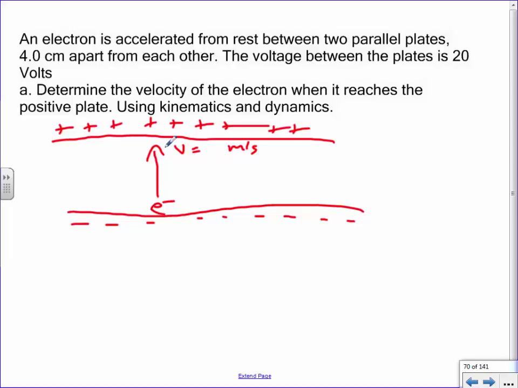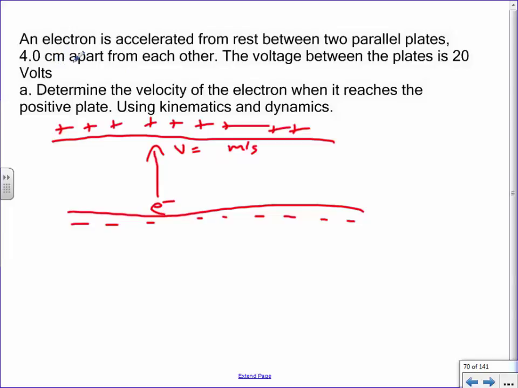Big V, voltage. Little v, velocity. We need more letters in the alphabet, right? So you gotta make sure you're very clear about the letters you're using here, because we're gonna have multiple E's and multiple V's, as well as all the other letters we deal with here. So let's see what we've got here. We've got a voltage between the plates, and we've got a distance between the plates.